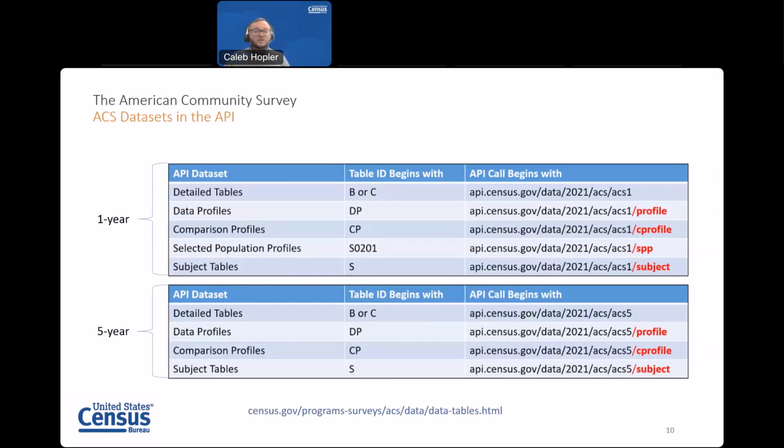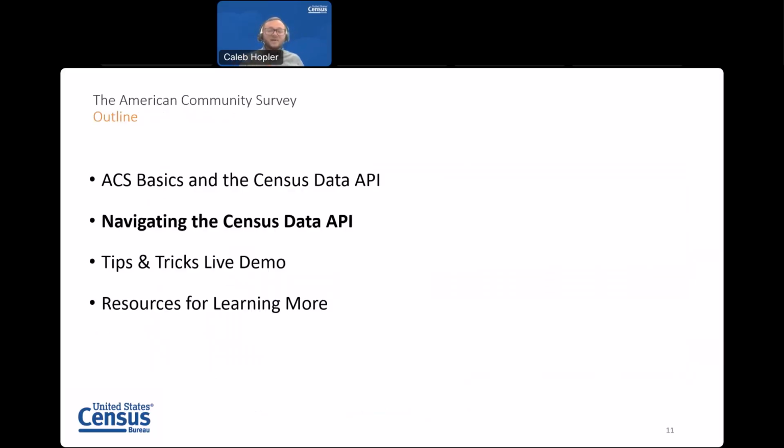Now, these are the ACS data groups that you can find in the API. In data.census.gov, the second column here is what the table ID starts with. So for instance, B or C denotes detailed tables, DP is for data profiles, etc. As you can see from the third column, each table or profile gets its own endpoint, forming the base for the API call. I'll get into this soon, but first let's navigate the API and break down the decision points.